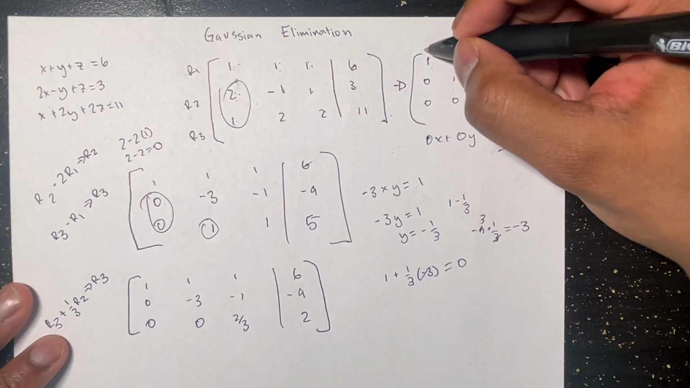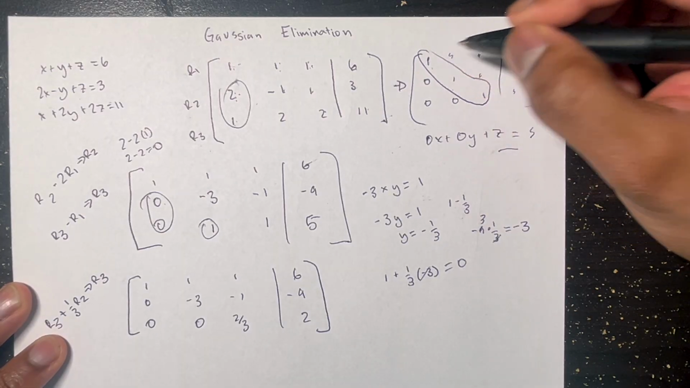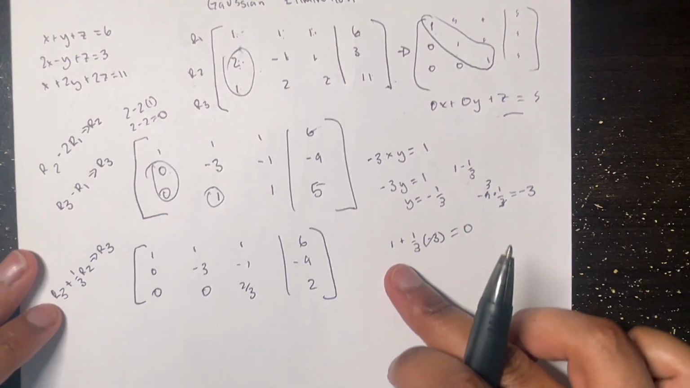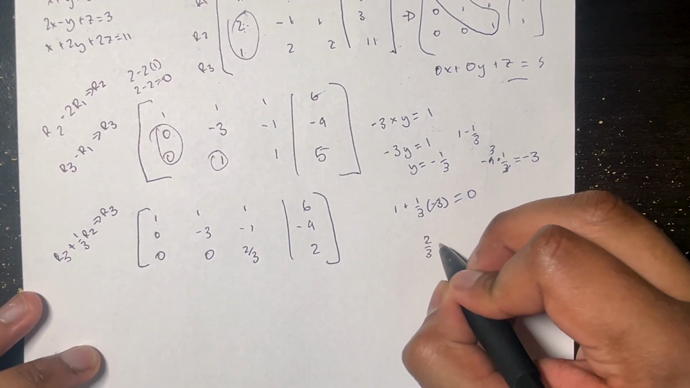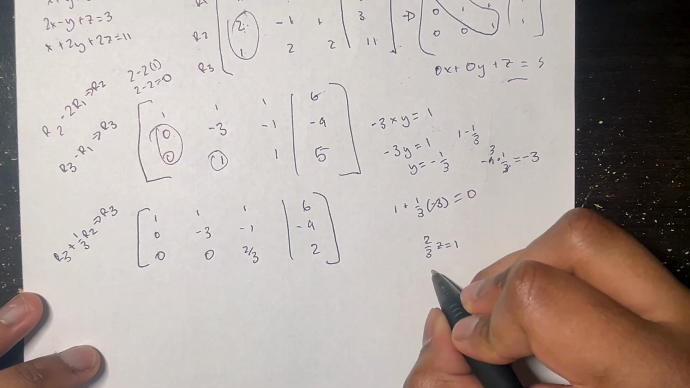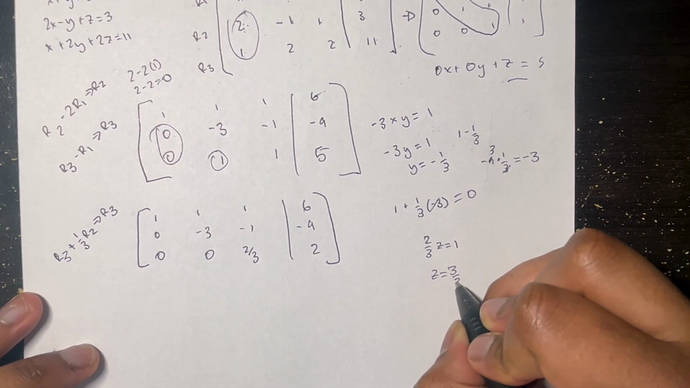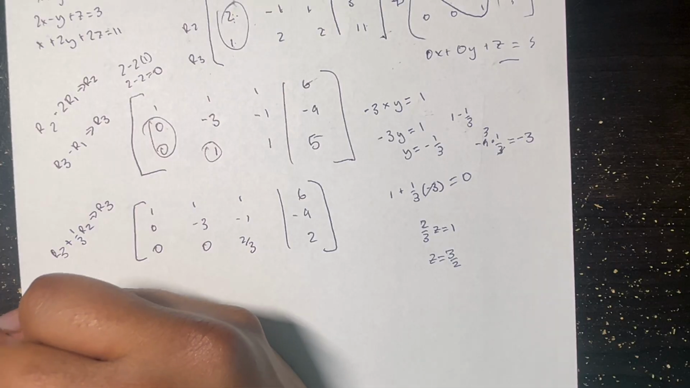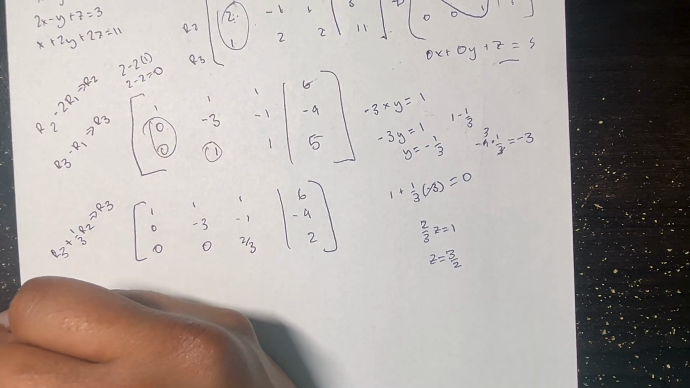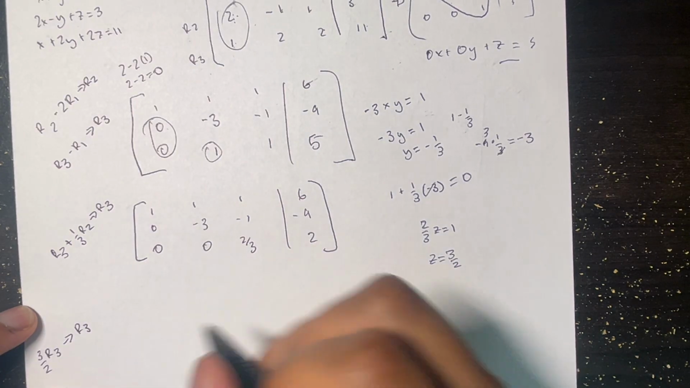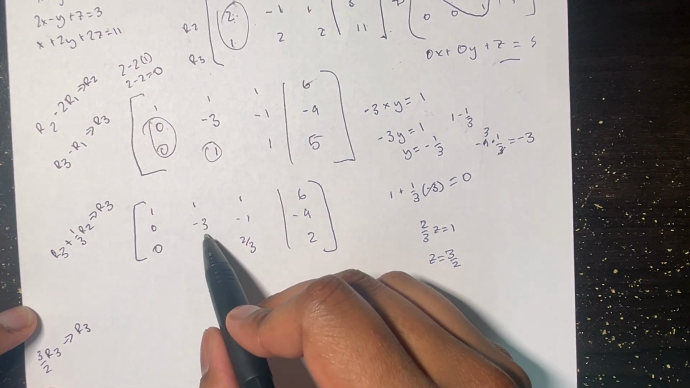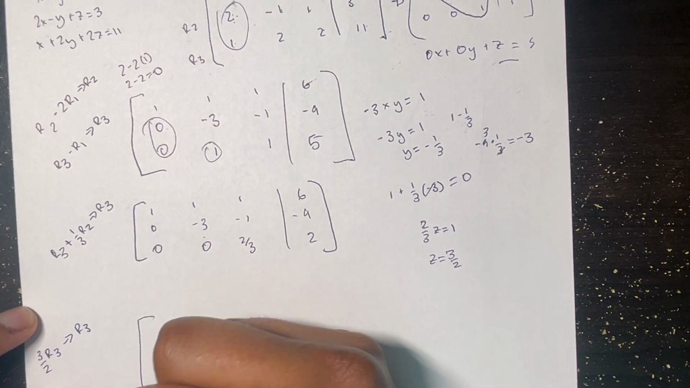Now all we have to do is make the diagonals 1. So to do that, it would be 2/3 z is equal to 1. So we want z to equal 3/2. So 3/2 R3 will turn into the new R3. And we want this to be 1. So we'll do that later.